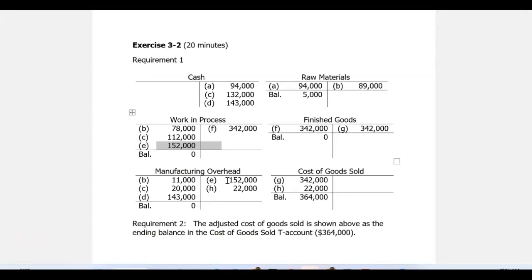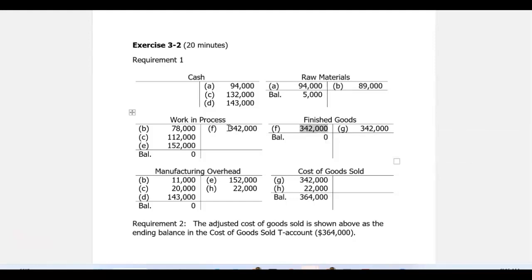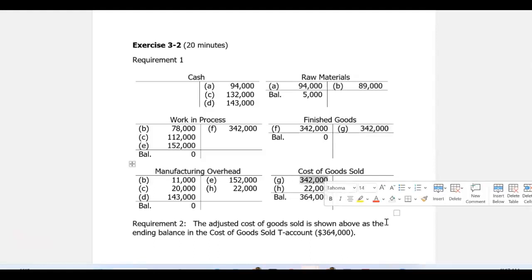So, first of all, this work in process is finished. So we transferred the whole thing because it says everything is 0. So we transferred the whole thing to finished goods. So credit work in process, debit finished goods. And then the whole finished goods was shipped to customer. So here is $342,000 of finished goods credited to make finished goods 0. And cost of goods sold was debited right there. Cost of goods sold debited.